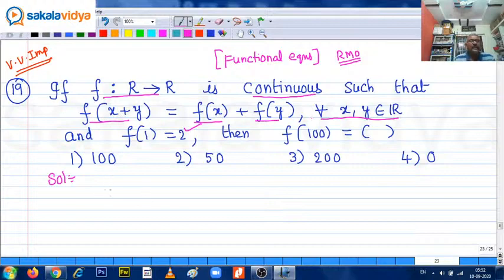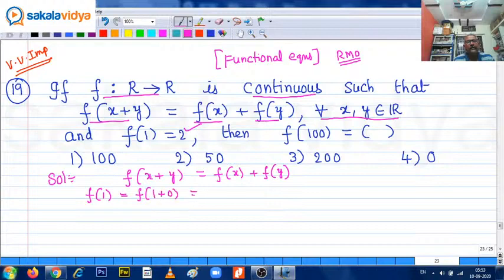Right. Now first let us find out what is given. f of x plus y equals f of x plus f of y. So first f of 1, write down. f of 1 you can write like this: in the place of x put 1, in the place of y put 0. That means this becomes f of 1 plus f of 0. That implies f of 0 equals f of 1 minus f of 1, which becomes 0.